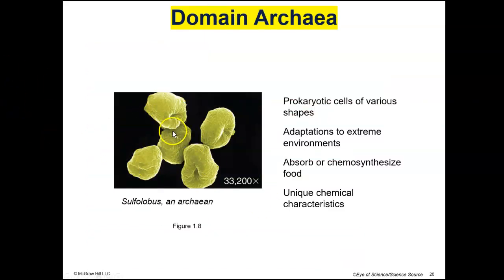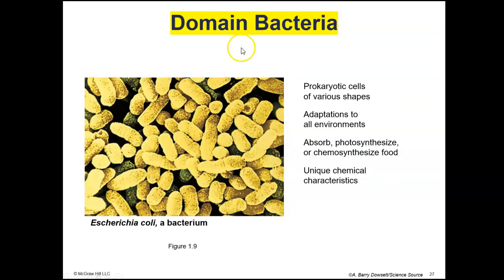Here's a picture of Sulfolobus, which is in the domain Archaea. And it just says that in the domain archaea, the cells are prokaryotic. They can have various shapes. They are adapted to extreme environments where most living things today would not survive. Very hot, very acidic, or very salty environments that contain toxic gases, that kind of thing. They absorb or chemosynthesize food, and they have unique chemical characteristics in comparison to the domain bacteria.